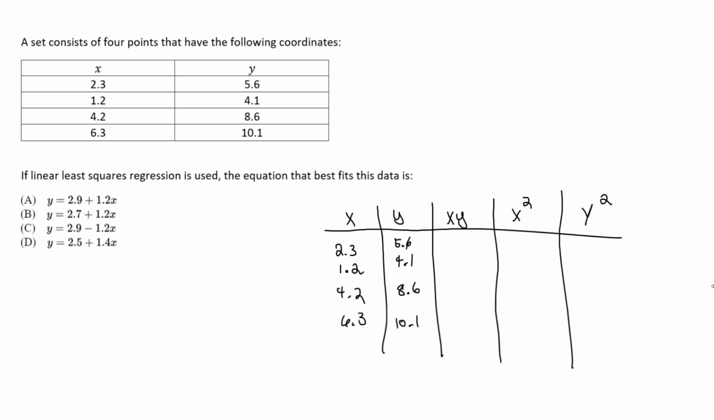So what you have to do now is multiply x times y, and you have to do all the math and fill up these numbers. So you're just multiplying x times y and filling it here. And then you have to do the x squared and fill it here, here, here, here. So you take this number and square it and put it here. Then y squared: you just take your y values here and square them and fill them in here.